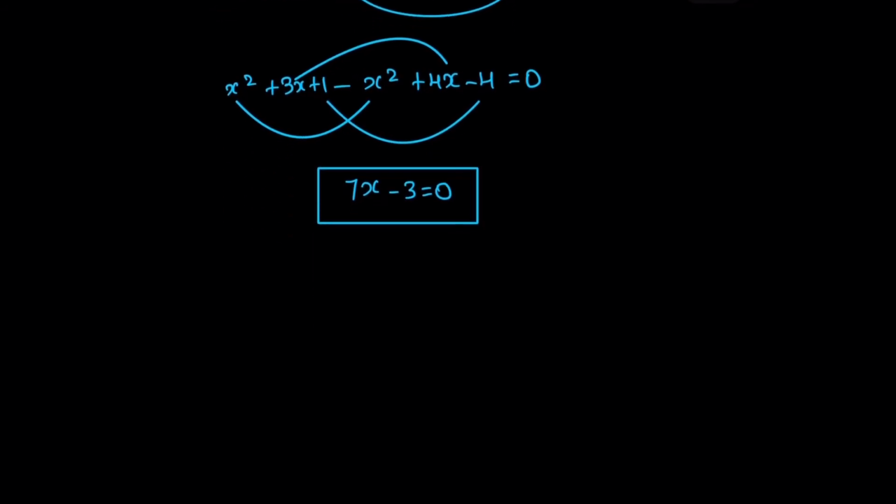Now there is no square term here. The maximum power is 1. So this is not a quadratic equation, and we cannot write it in the form of ax square plus bx plus c is equal to 0.